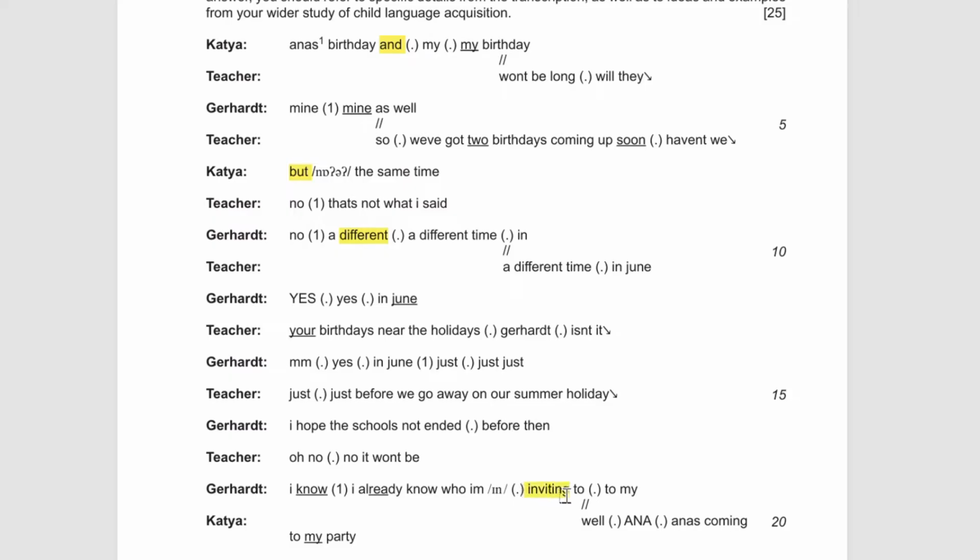They fulfill adjacency pairs when a topic is brought up or a question is asked. They respond to it in a way that is relevant. For example, when the teacher asks, "Your birthday's near the holidays, Gerhardt, isn't it?" Gerhardt responds, "Yes, in June, just." So Gerhardt responds directly to the question the teacher asks.